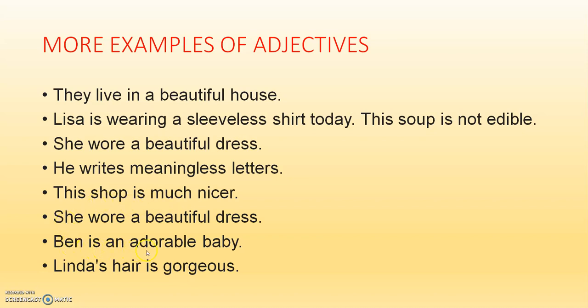Ben is an adorable baby. So Ben is the noun here and he is adorable, very lovable. So the adjective here is adorable. Linda's hair is gorgeous. So gorgeous is the adjective which is describing Linda's hair. So these were some more examples to explain to you what are adjectives.